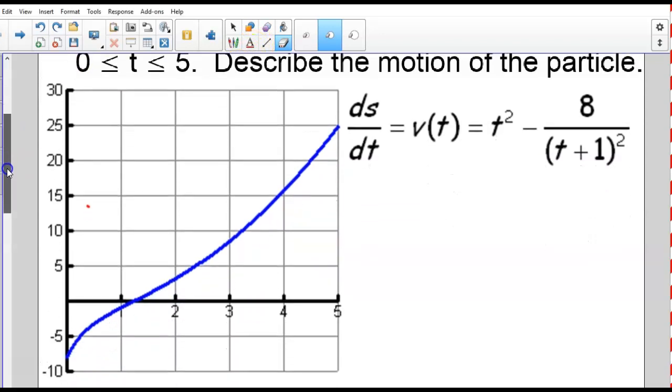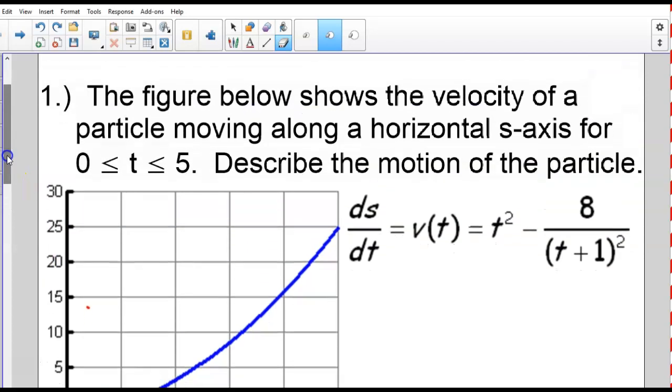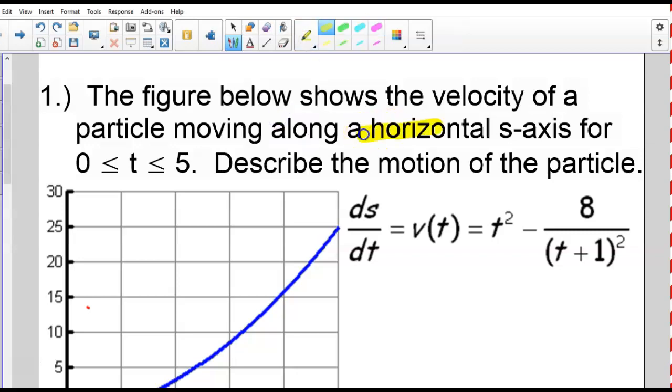All right. Let me label my graph real quick. Well, actually, let's read through the directions. It says, the figure below shows the velocity of a particle moving along a horizontal s-axis. The key thing you have to pay attention to is that you have to look at this as a horizontal axis. I know you see this graph and to you it's slanted, but you're going to read it as a horizontal from 0 to 5, and I'm going to explain what all this means in a second.